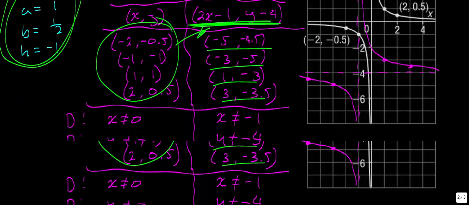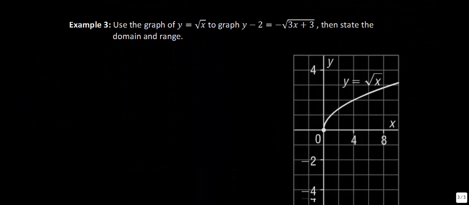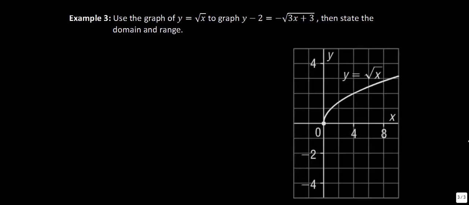Okay, let's look at example number 3. So example 3 says use the graph of y is equal to the square root of x to graph y minus 2 is equal to negative the square root of 3x plus 3. Then again, just like we did before, state the domain and range. So the first thing I will do right here is get you to write the equations. We have y minus 2 is equal to negative the square root of 3x plus 3.